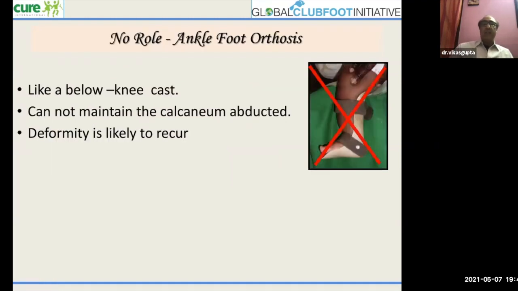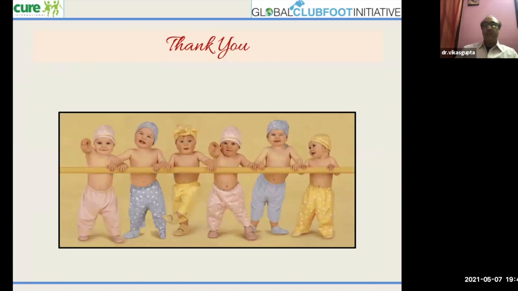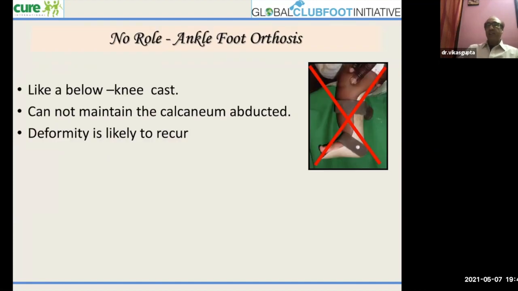And remember, there is no role for ankle foot orthosis. This is a common mistake which I have seen even at present, that after correction, some feet are given an ankle foot orthosis, which behaves like a below knee cast. Similar to a below knee cast, it will not maintain the calcaneum in an abducted position, and the deformity is most likely to recur.